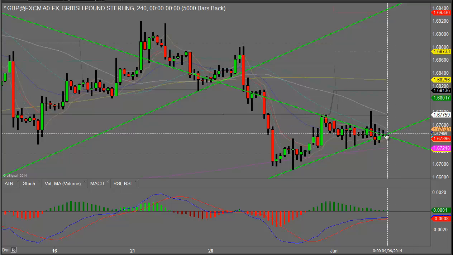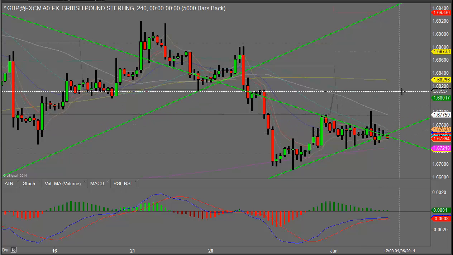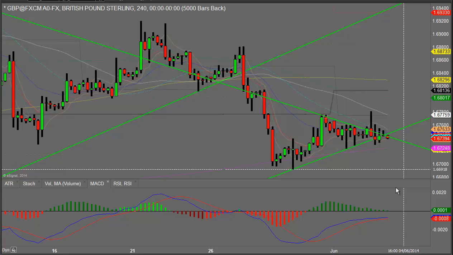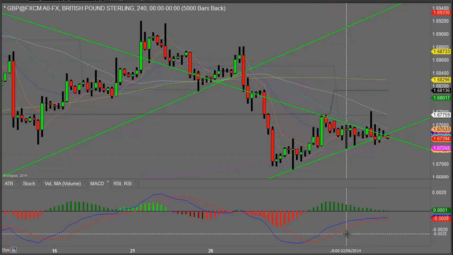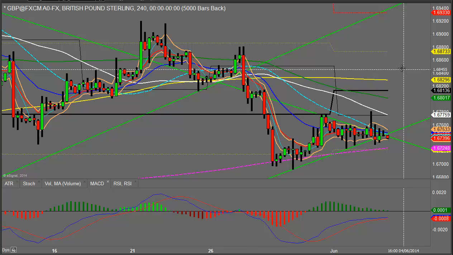But as I say, my favoured angle for the cable is a rally into that monthly pivot and then possibly some further downside. Certainly on the 4 hour position here, we haven't got the same sort of divergence going on as we have with the euro dollar.